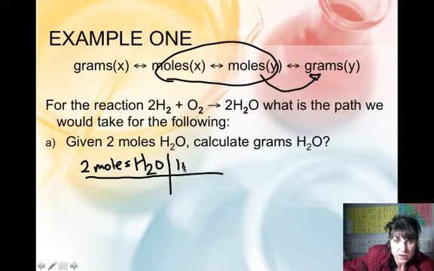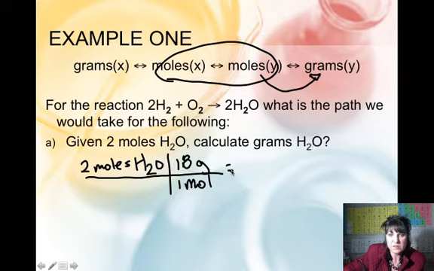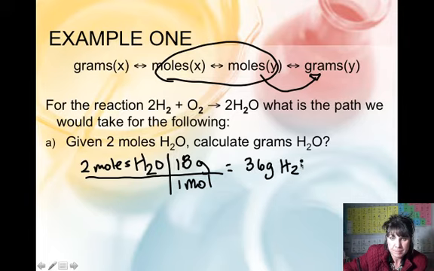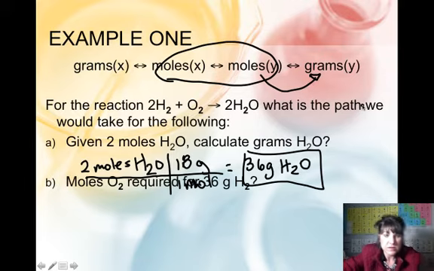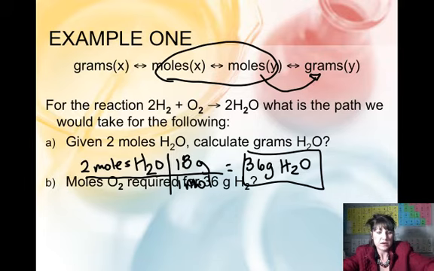So 1 mole of water, oops, that's got to go down on the bottom, so it will cancel. 1 mole of water is 18 grams of water. So we multiply 2 times 18 is 36 grams total. All right, well that wasn't too bad. That's just like a problem from Unit 6. Let's do something a little bit trickier.